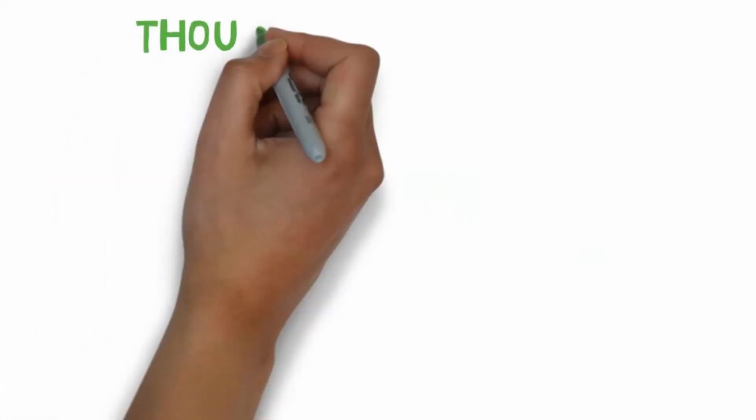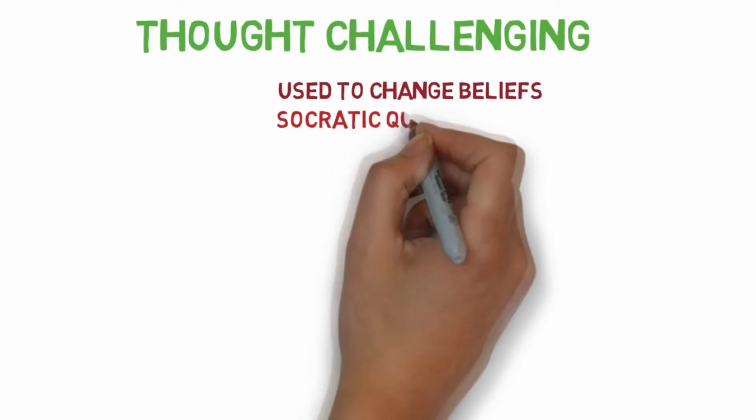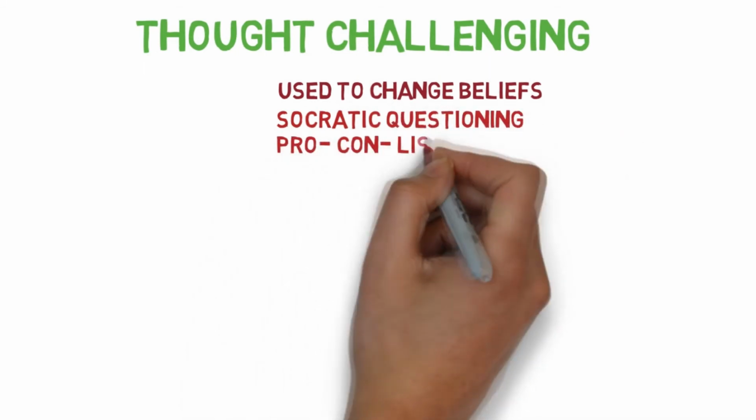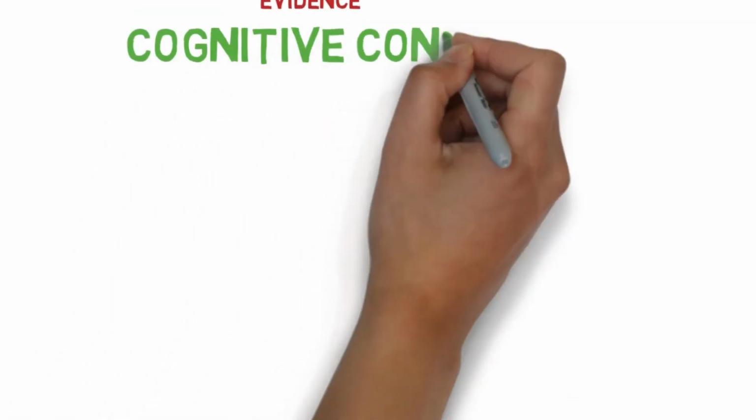The next technique is called thought challenging. Now, you normally don't have the client challenge automatic thoughts. Also, if the client doesn't believe the core belief that much, or it's more peripheral than central, it's not worth challenging either. The actual process of challenging thoughts uses several techniques. You can use Socratic questioning, pro-cons list, you can look at the evidence for the beliefs, or you can use distancing questioning.